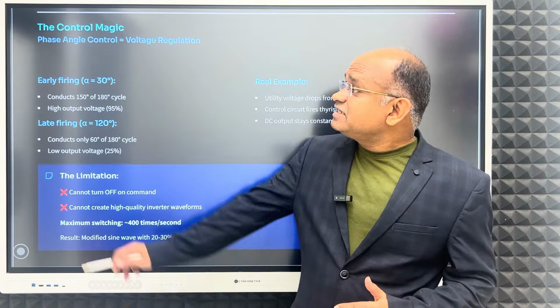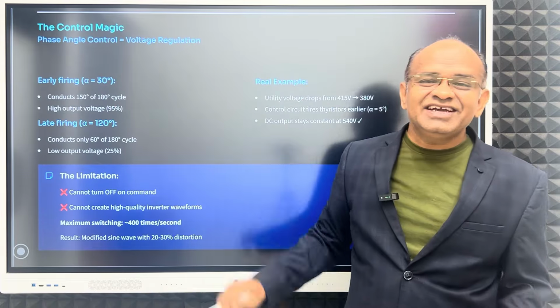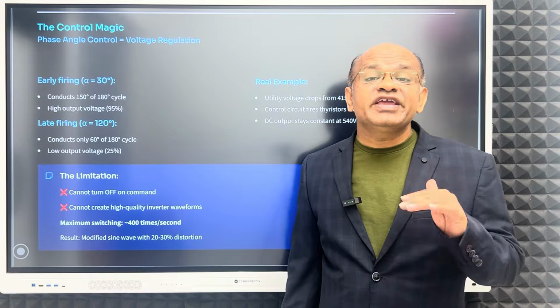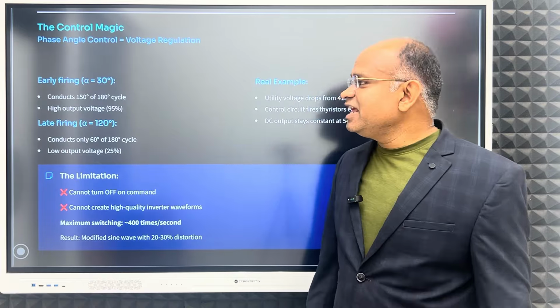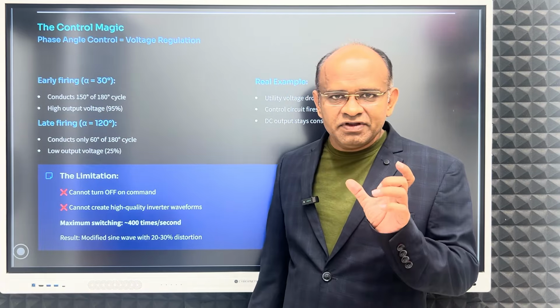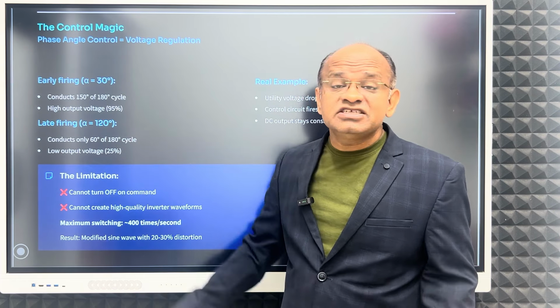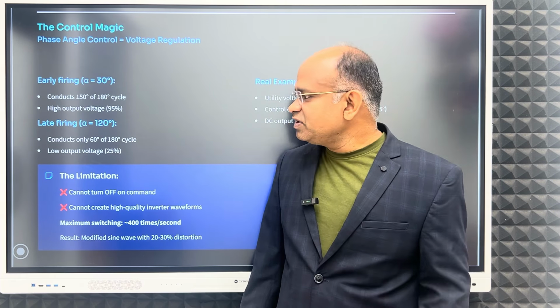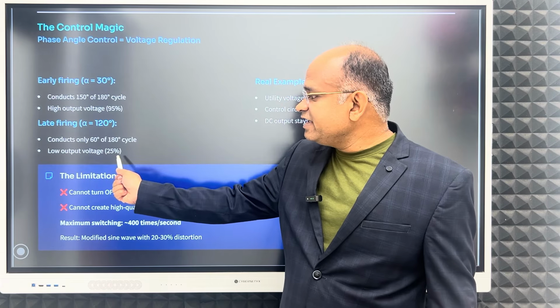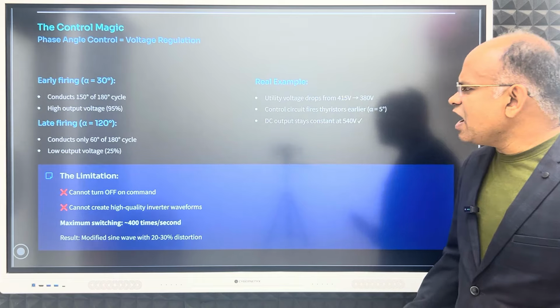So we have already seen the control magic. Phase angle equals voltage regulation. Now we can control the voltage level. With early firing, if alpha is 30 degrees, then what will happen? 95% high voltage output, 95% voltage will be applied. With late firing, only 25% voltage will be applied. We have seen how it happens.